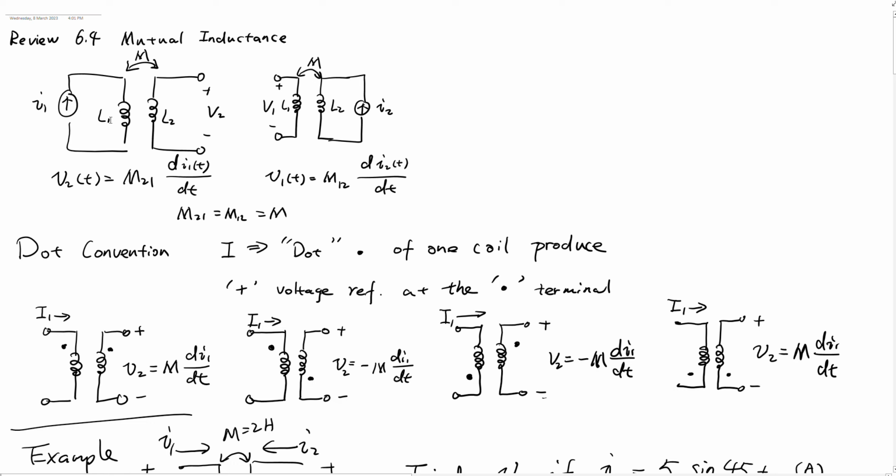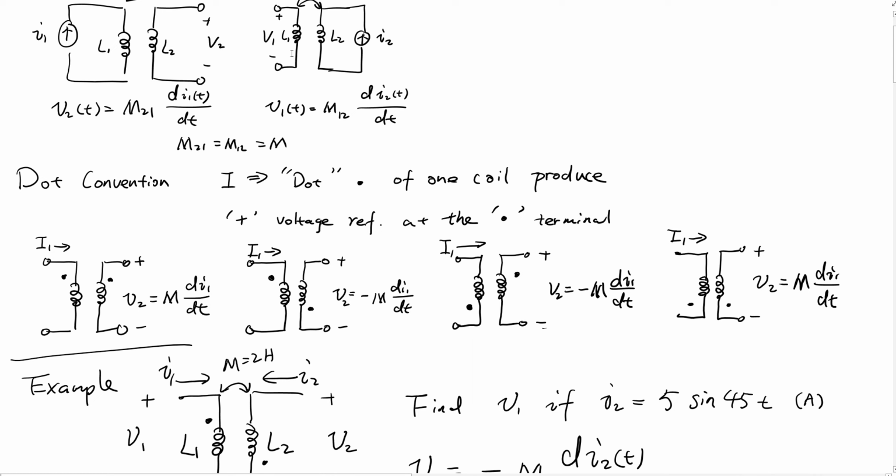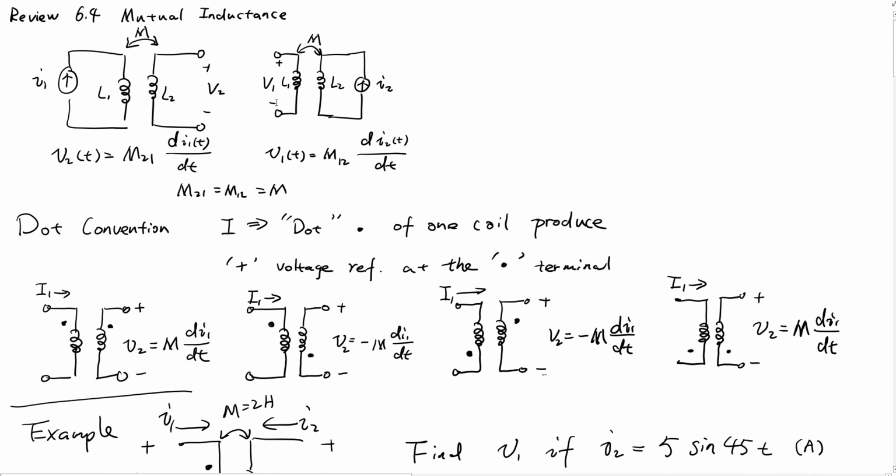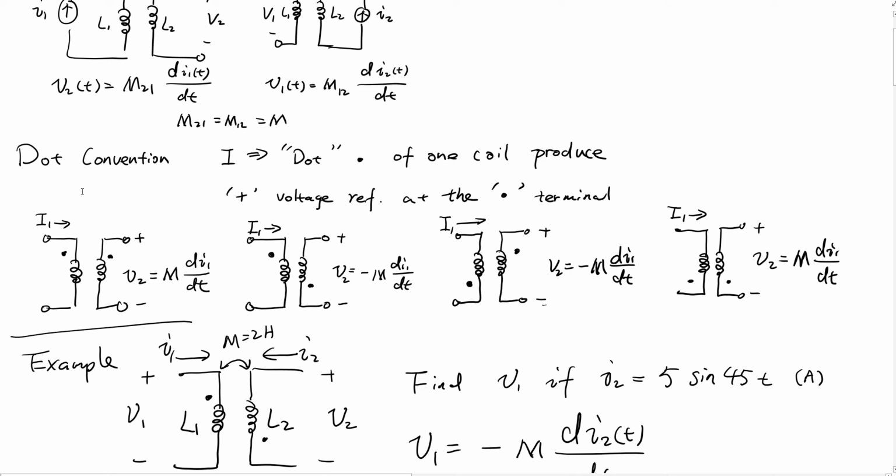If you have a changing current, such as a sinusoidal current, you will certainly have a V2 generated in the secondary side. Same thing when V1 is open circuit. There's no current because it's not a complete circuit, but the changing I2 will generate a V1. The polarity of the voltage follows the dot convention.